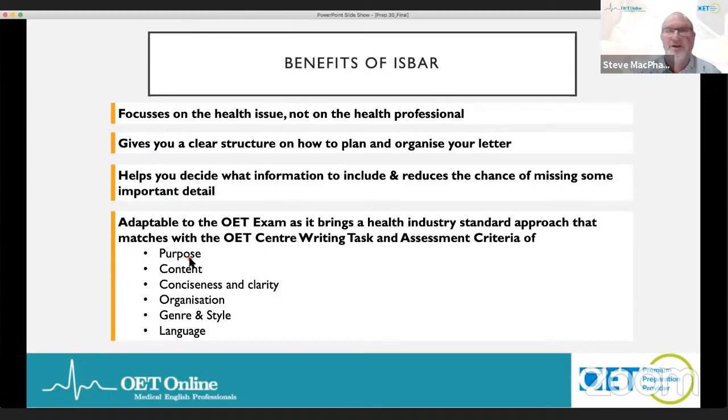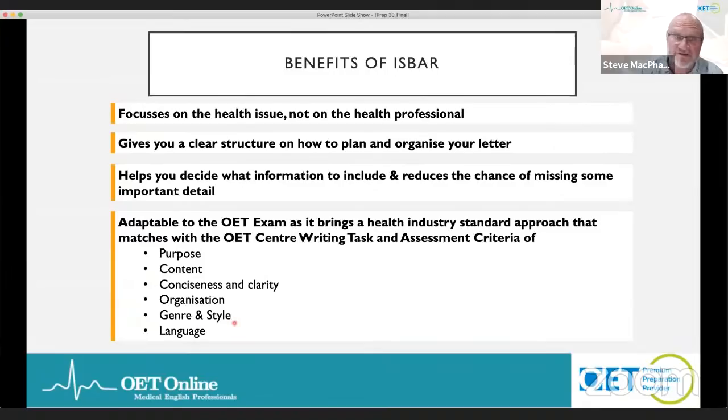And we can see the OET are going to assess you on the purpose. So that comes from identifying the patient and identifying the situation. The content, well, you're assessed on content. If you use ISBAR, you can have some confidence about your content. Conciseness and clarity, same thing. ISBAR helps you achieve that. Organization, ISBAR is a dream for organization because you've got a plan in mind on how to write your letter. It's going to save you time as well, because you're not going to worry about doing it the wrong way. You've got an industry standard approach.